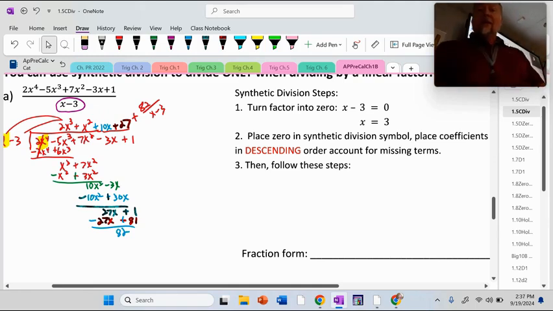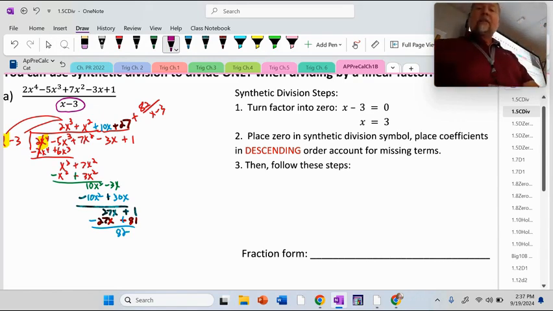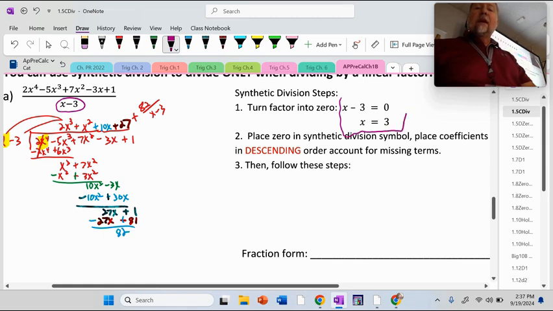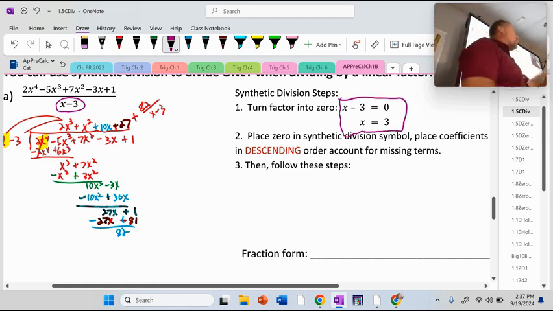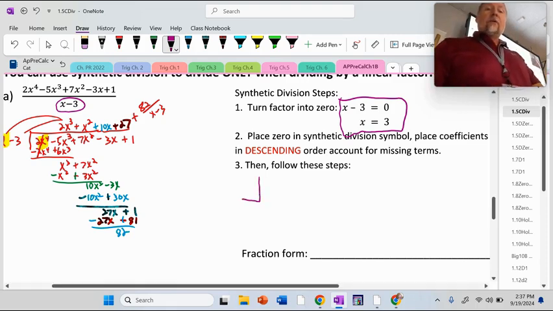There's only one. Okay, here's step 1. This is what I mean about you have to follow directions. So step 1 in synthetic division is what you're dividing by, you find the 0 of that. So you set it equal to 0 and solve. And then here is where you put that number right here. That's a synthetic division bar.